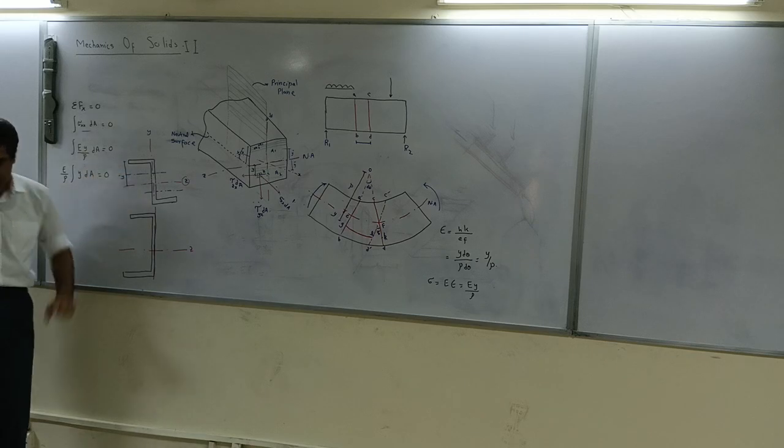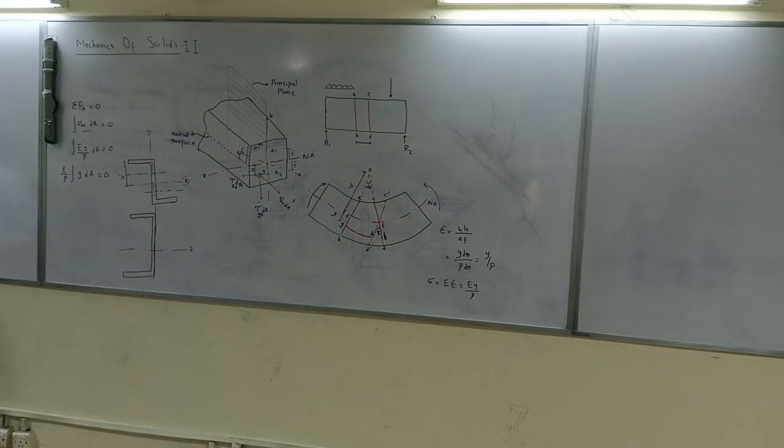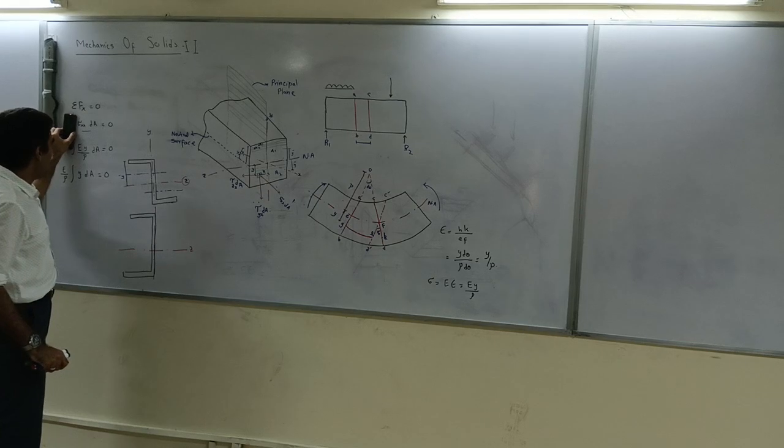So that's what we have in the summation of Fx is equal to 0. Do you understand? Summation of Fx is equal to 0. Any question about summation of Fx is equal to 0? Okay, now I'll rub it off.